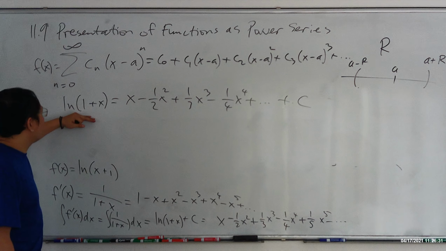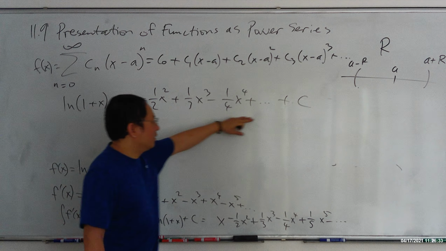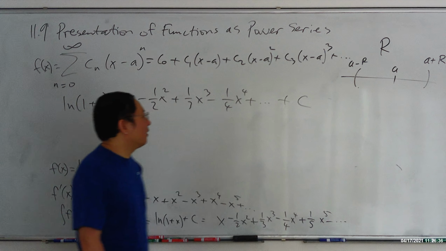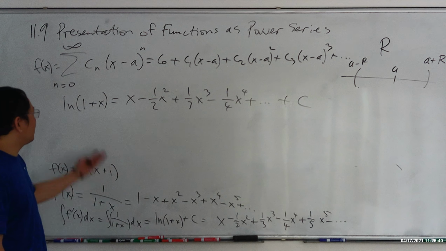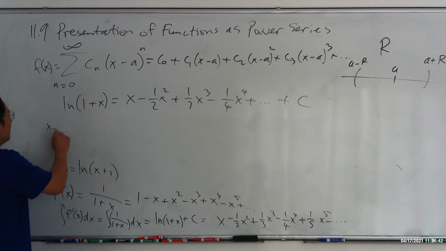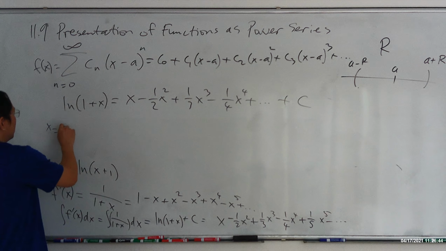So the function ln of x plus 1 can be represented as a power series plus a constant. So the last thing that we have to do is figure out the constant. How to figure out the constant? Just plug in the center value. Try x equal to 0, the center.